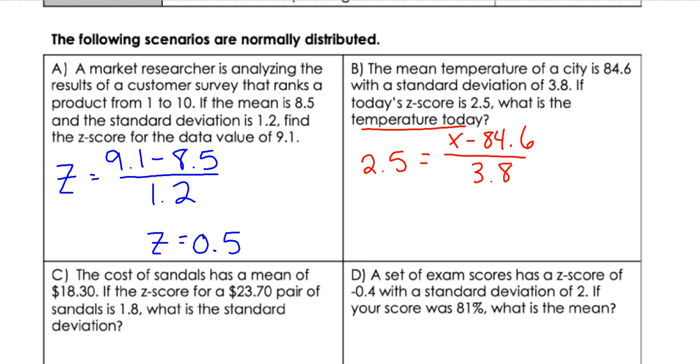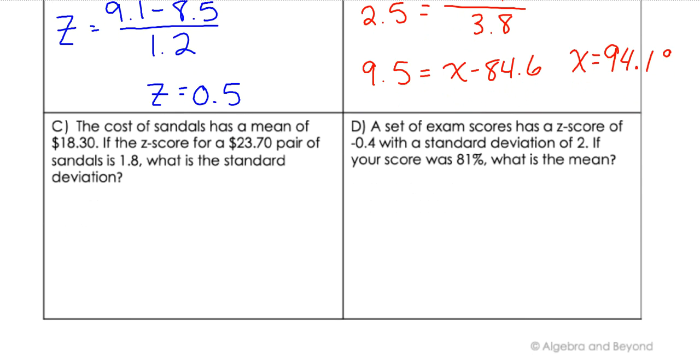So we're going to multiply by 3.8 on both sides and get 9.5. And then to finish isolating x there, we'd add 84.6 to both sides. And that tells us that the temperature for that day is going to be 94.1 degrees. So it works both ways. We can figure out certain data points, we can figure out the mean, the standard deviation, we can find all the different pieces that we need to find.